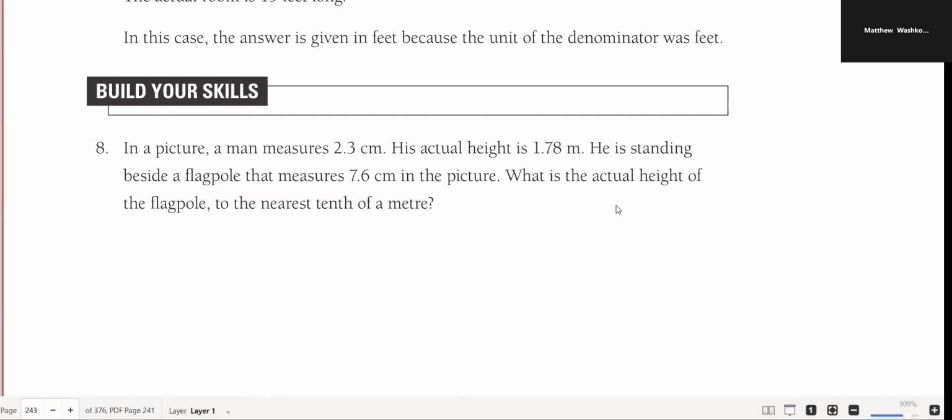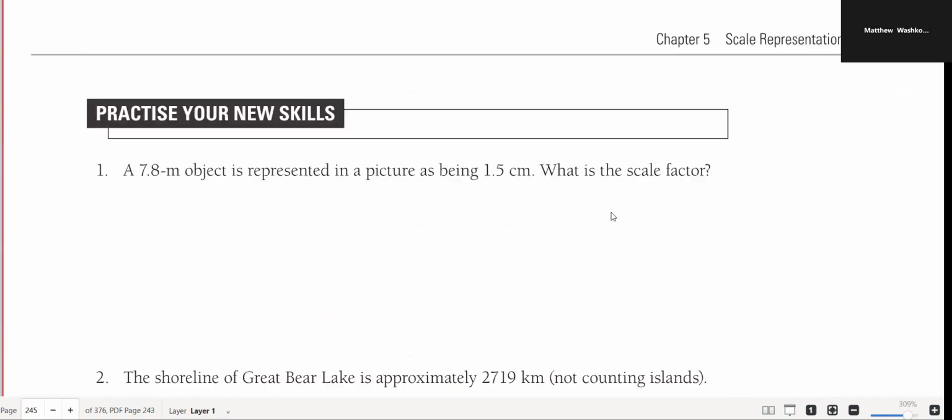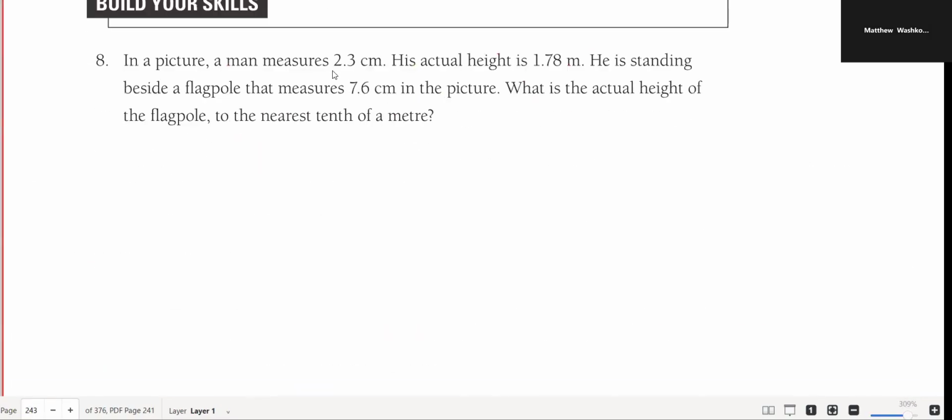Let's try this one out, number 8, and then I think you guys can do the rest of these. So in a picture, a man measures 2.3 centimeters. So this is our model. His actual height, which is the original, is 1.78 meters, which is 178 centimeters. Now he is standing beside a flagpole that measures 7.6 centimeters in the picture. What's the actual height of the flagpole to a meter?